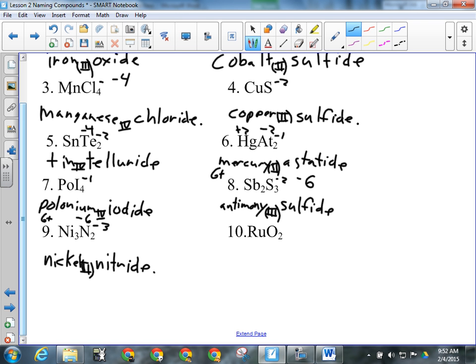Okay, and lastly, we've got ruthenium with oxygen. Okay, so we've got ruthenium oxide. Every oxygen's minus 2. Okay, so negative 2 times 2 is negative 4, which means my one ruthenium has to have a charge of 4. All right, is that making sense to everybody? Okay, it's a little bit of practice. I think everyone will get that pretty good.